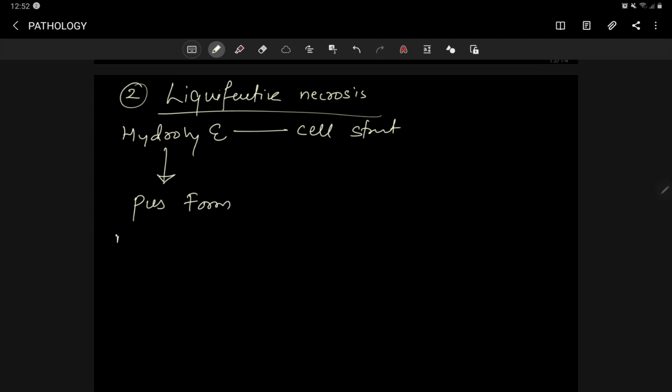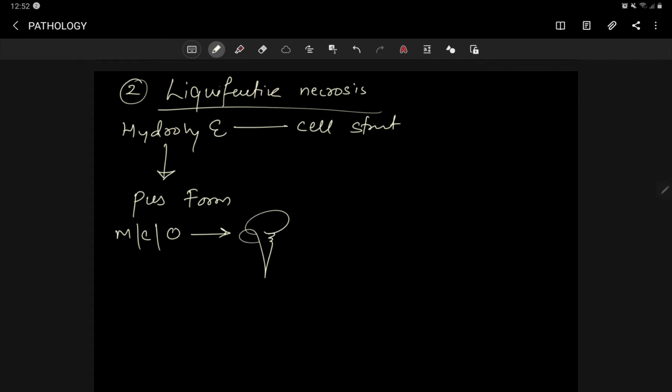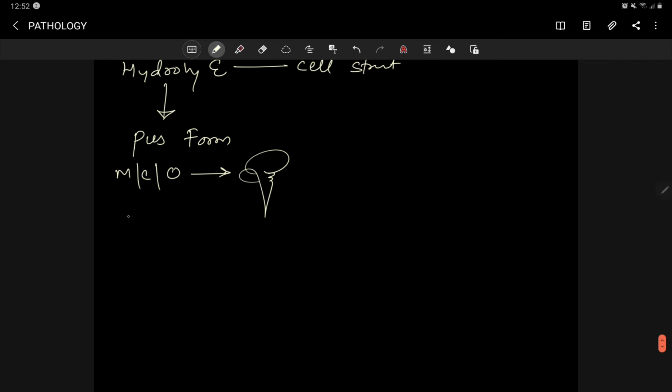The most common organ which falls under this is the central nervous system. Okay, central nervous system. And this may also occur due to infection with an organism like Staph aureus.